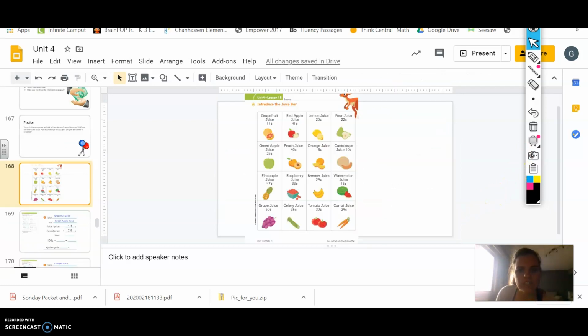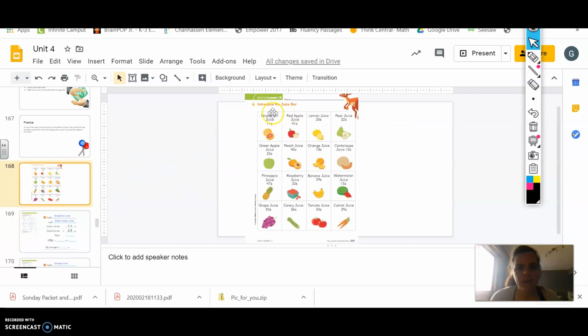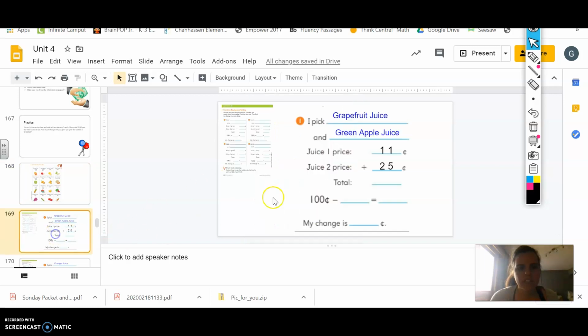So I have a couple examples. You need to pull up page 243. And there are a bunch of different juices to choose from. Then you are going to pick 2 juices. So I first picked grapefruit juice and green apple juice. And if I go back, grapefruit juice is 11 cents and green apple juice is 25 cents. So I put that here, 11 plus 25.